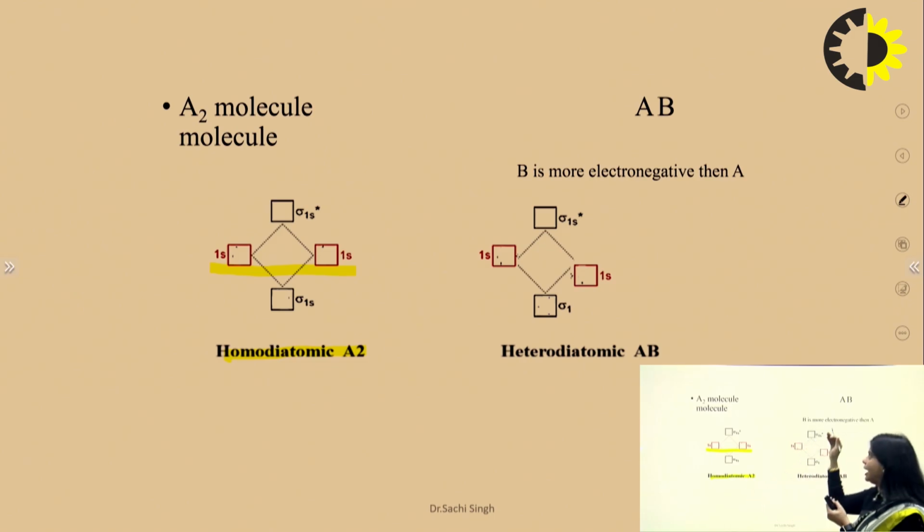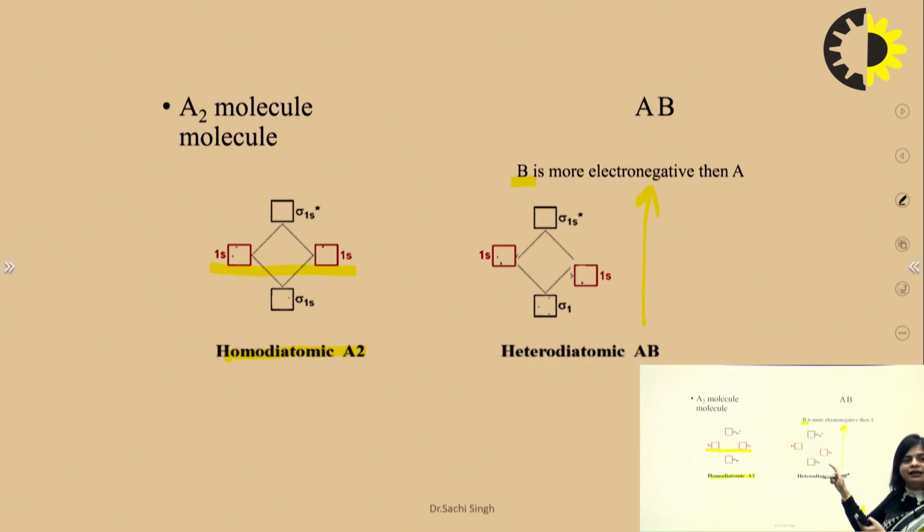But in the case of heteronuclear diatomic molecules, both atoms are different. They have different nuclear energy. Suppose atom A is slightly less electronegative as compared to B, and B is more electronegative. Because B is more electronegative, its tendency to attract electrons is more as compared to the less electronegative atom. It is strongly attached with the electrons, so it is more stable and lower in energy.